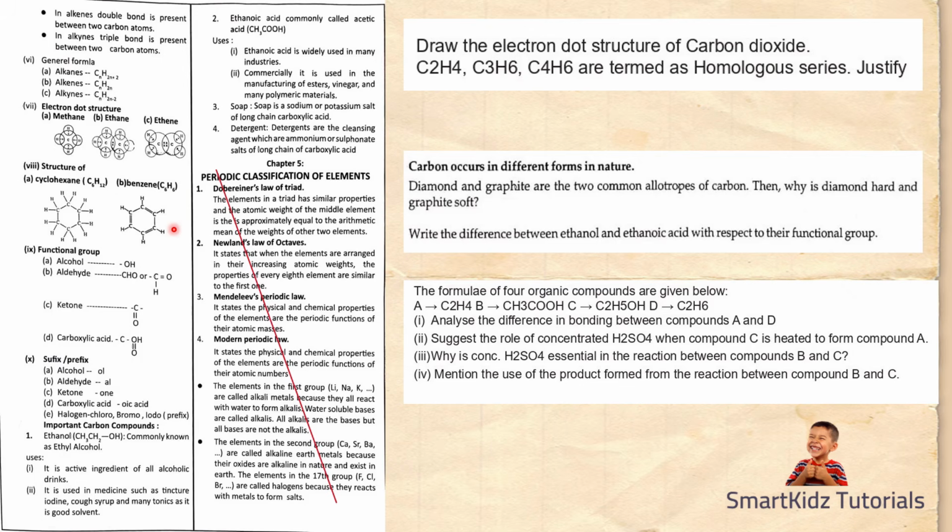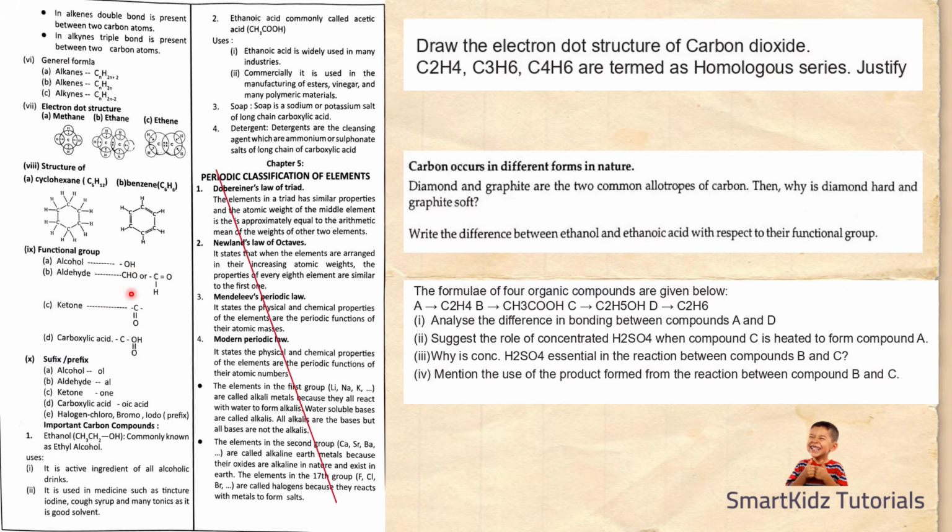However, both cyclohexane and benzene are made up of 6 carbon atoms. Remember that. So benzene formula is C6H6 and cyclohexane formula is C6H12. You should know about the functional groups.